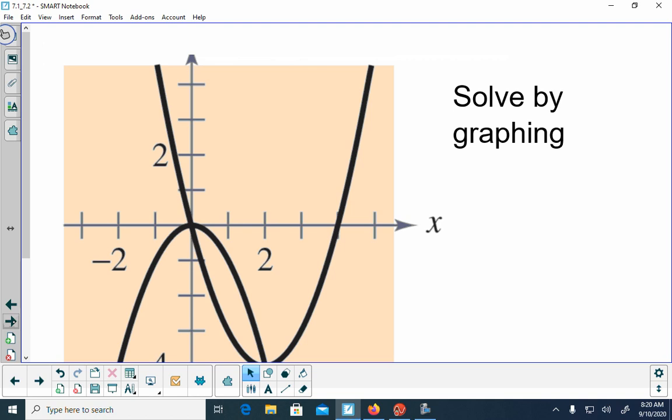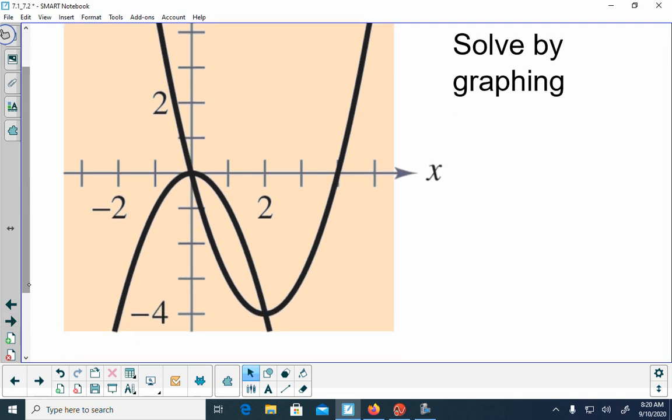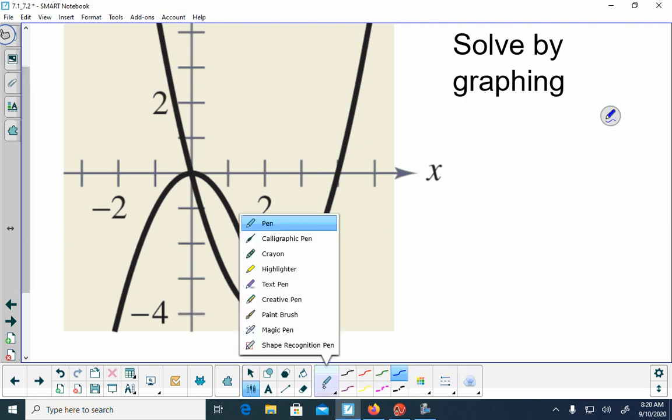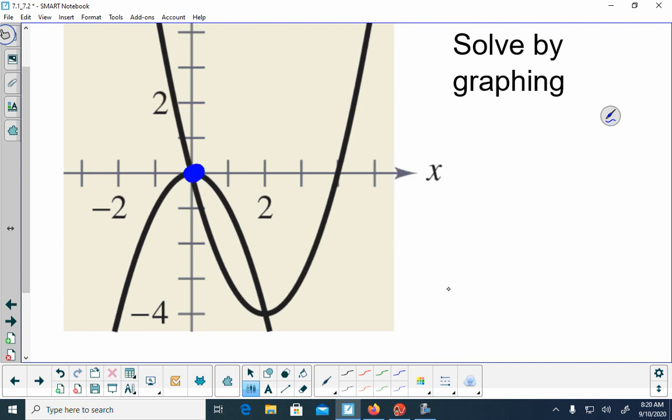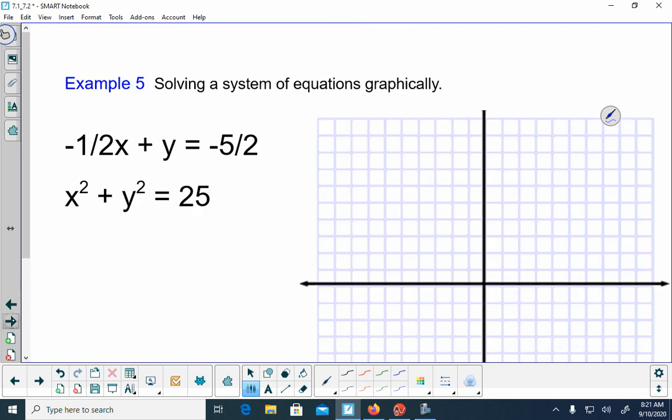So if I had this one and I gave you this graph and I asked you to solve by graphing, it's graphed for you. They found the points of intersection, so you really don't have to think that hard. You just have to look at the graph. And when I look at this, I have this point here, which is an intersection. And so that point there is going to be 0, 0. And then the other point of intersection I have is here. And that ordered pair will be 2, negative 4. And that would be how I solve this one by graphing, just by looking at the graph, finding the places where they intersect. So this one I have solved the system of equations by graphing.